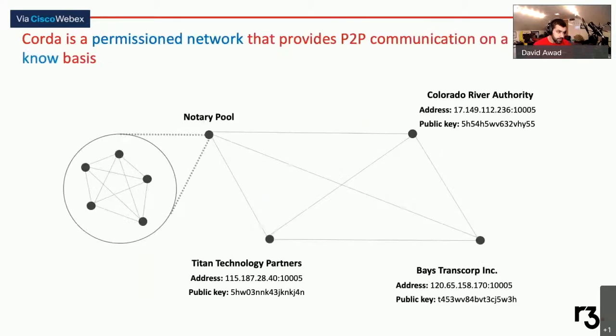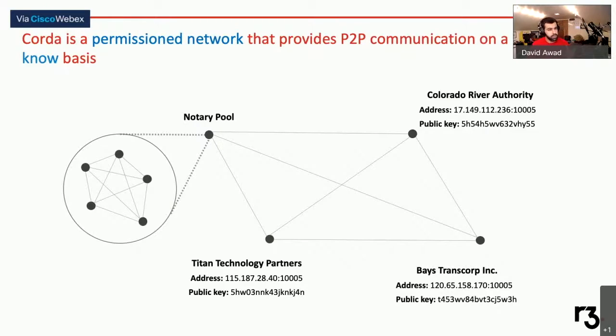Just to cover the basics here, right? Corda is a permissioned network. It communicates on a peer-to-peer basis and on a need-to-know basis. So let's say you are Titan Technology Partners and someone else is Colorado River Authority. Each of you has your keys, you have your addresses, and you have the ability to communicate with each other and represent digital assets that you're interested in tracking together, knowing with confidence that the blockchain is not going to be manipulated by any of the parties, even if you distrust them. And of course, in any typical Corda network, you have the notary pool operating alongside you to validate the transactions as you go. And we'll talk more about how that works as we get into the flow framework.